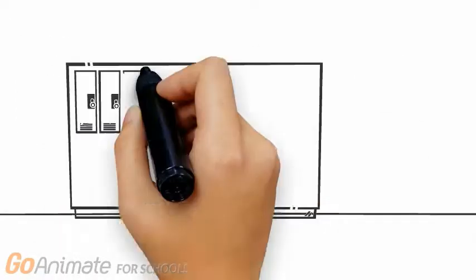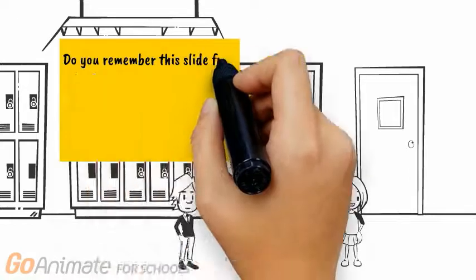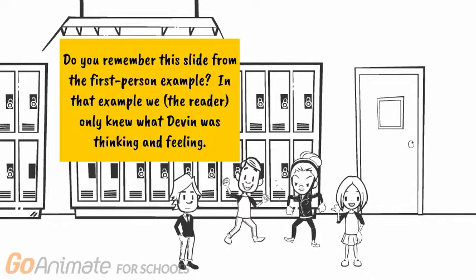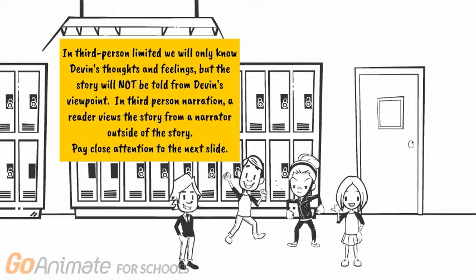Do you remember this slide from the first person example? In that example, we, the reader, only knew what Devin was thinking and feeling. In third person limited, we will only know Devin's thoughts and feelings, but the story will not be told from Devin's viewpoint. In third person narration, a reader views the story from a narrator outside of the story. Pay close attention to the next slide.